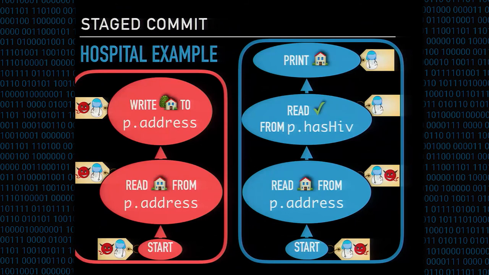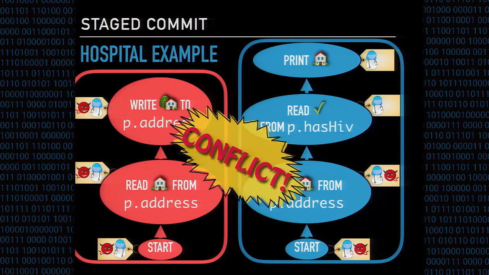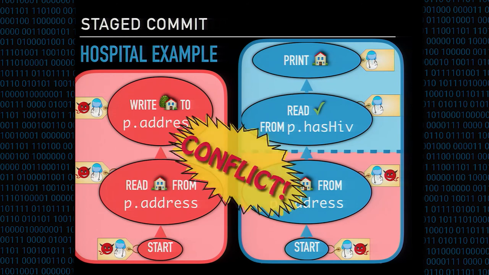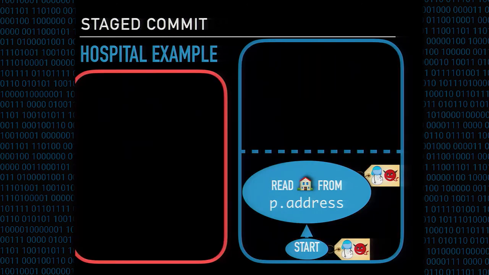So let's take a look at our hospital example again. Recall that Mallory's write to the address field and Patsy's read of the address field conflict. They have to be ordered by the protocol. So when we divide up these transactions into stages according to their labels, we find that Patsy's transaction has two stages and Mallory's has one. And the labels of these stages for the first stages match, which they should, since there are conflicting events in the first two. So let's say that Patsy starts first.